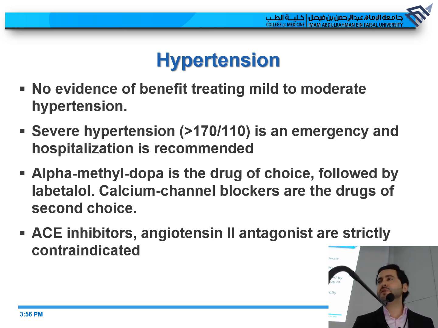Drug of choice, common question. Alpha-methyldopa is the drug of choice. If you reach the highest possible dose and it's still uncontrolled, think labetalol. Labetalol is good, and only labetalol. Calcium channel blockers are the drugs of second choice: nifedipine, amlodipine. ACE inhibitors and angiotensin II antagonists are all strictly contraindicated during pregnancy.